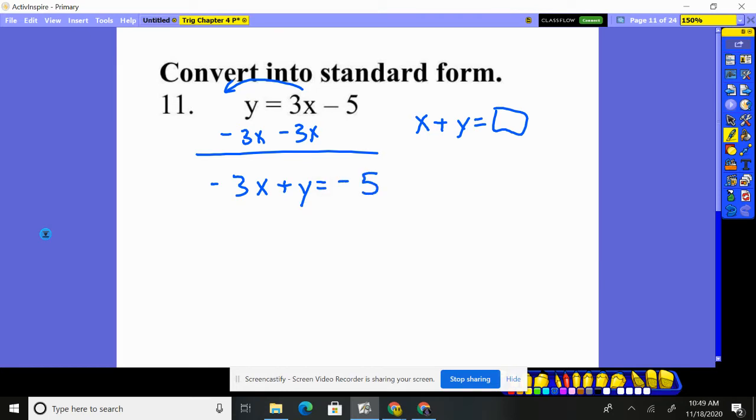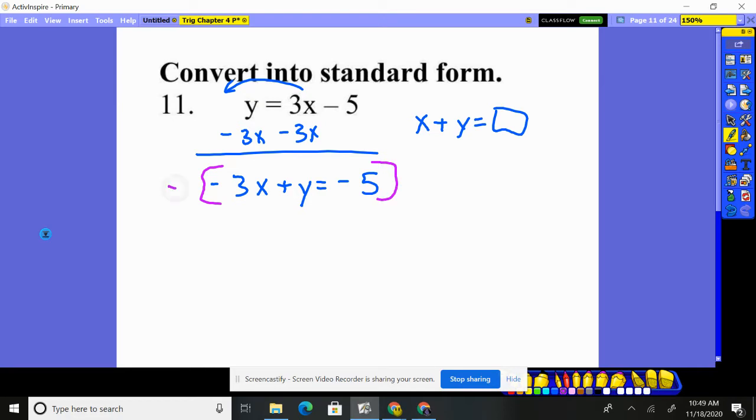Now, remember, for standard form, no fractions. Value in front of x must be positive. Oh, wait, it's not. It's negative. So what do we have to do? Well, we have to clear that out. We can control one piece. We can't control everybody, but we can control one piece.